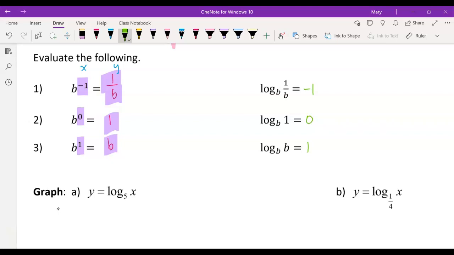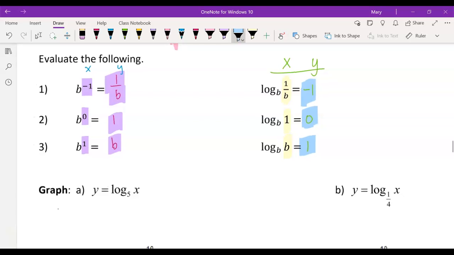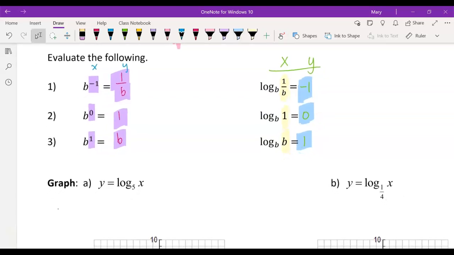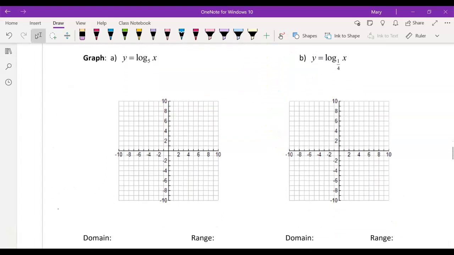And so to actually graph logarithms, these are going to be the table of values that we look at. So our x values are now going to be 1 over b, 1 and b, and our y values are going to be -1, 0, and 1. So when you get to a logarithm, we're going to steal those using the base of the problem.